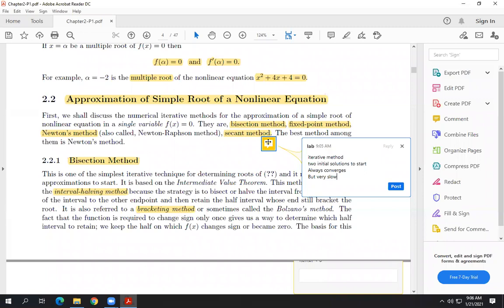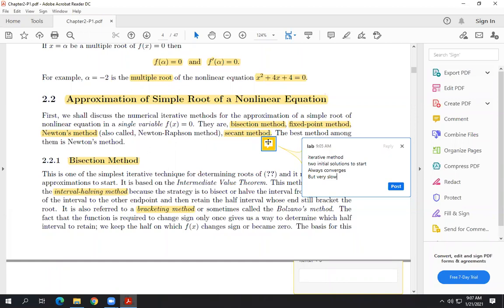So before you start any method, you must know the basics of that method. And this is this. What is the bisection method? If someone asks you, what do you mean? What is the bisection method? You say it is an iterative method. It needs 2 initial solutions to start. The good point for that, it always converges. But the bad point is, it converges very slowly.